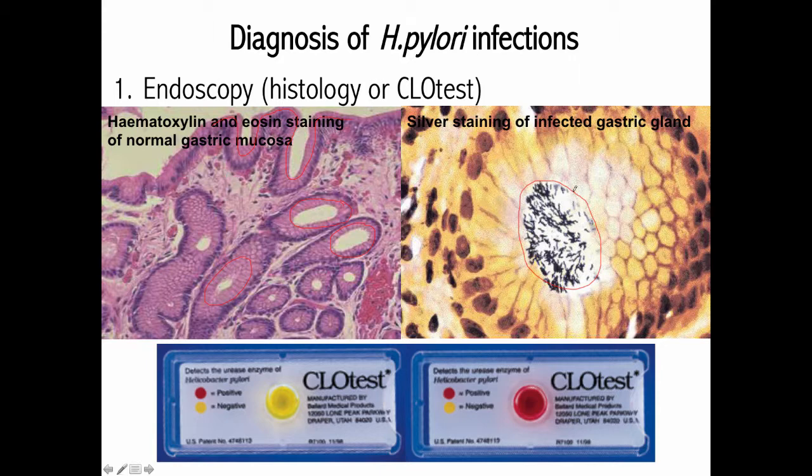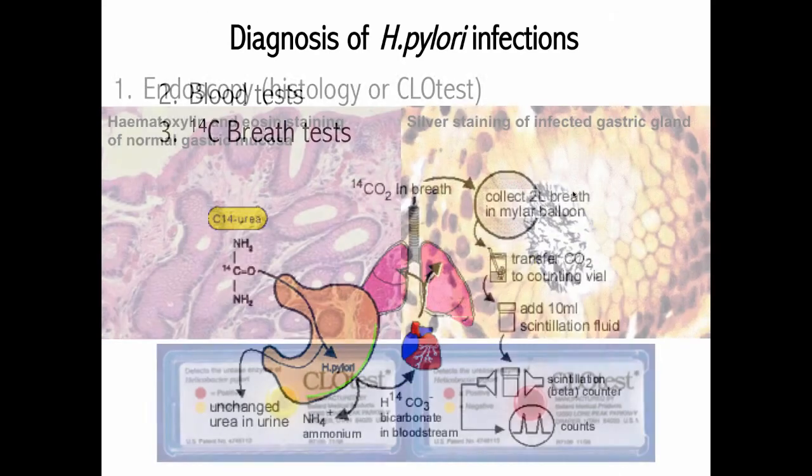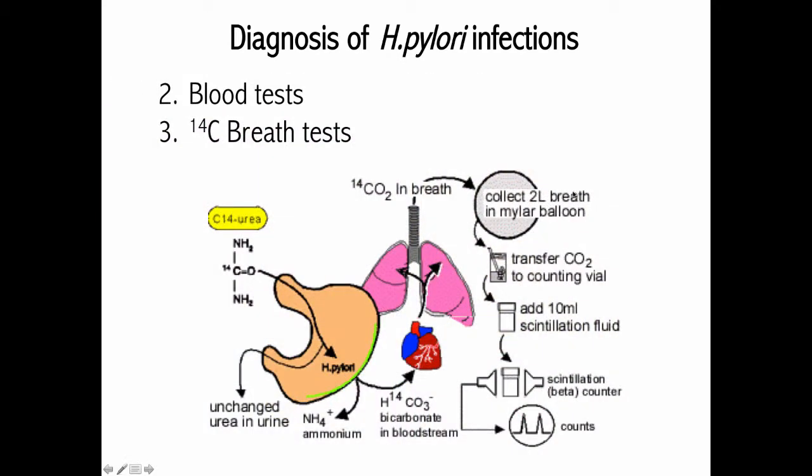And so there are 2 things we can do with endoscopy. Just to summarize, we can look at histology, we can do some staining, and we can look at the actual presence or absence of the pathogen, or we can do these Clow tests. And let's move on quickly to blood tests and to 14-carbon breath tests. So the blood tests, let's start there with point 2.